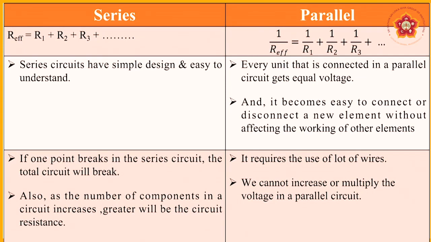The last point in parallel: we cannot increase or multiply the voltage in a parallel circuit because every component is set to get the same voltage. One side is connected at the higher potential, the other side is at the lower potential. Each and every single component will get the same amount of voltage. So voltage cannot be varied. Based on resistance, the current through each of these components can vary, but the voltage across each of these resistors does not vary.